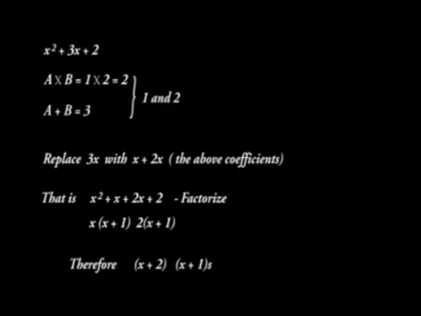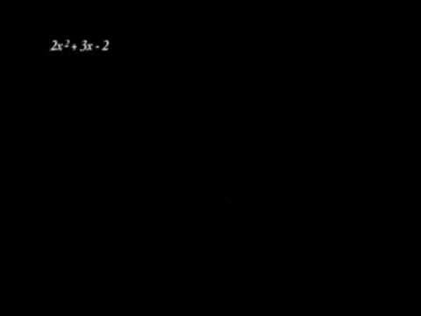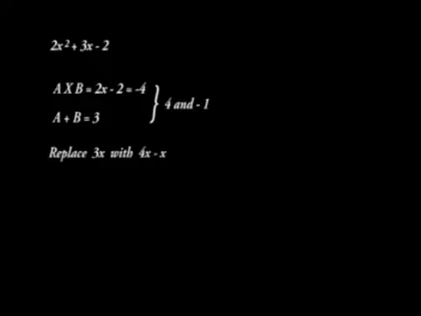These are the factors of the expression x squared plus 3x plus 2. Another example, 2x squared plus 3x minus 2. A times b is equal to 2 times minus 2. A plus b is equal to 3. A and b are 4 and minus 1.